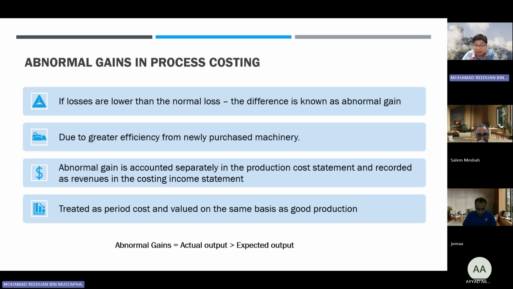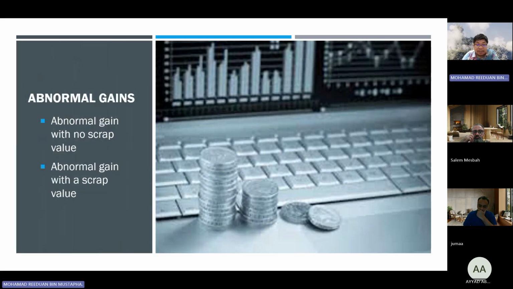So abnormal gain is accounted separately in the production cost statement and recorded as revenue in the costing income statement. So they become other income. They are treated as a period cost and valued on the same basis as the good production. So the abnormal gain equals actual output more than expected output.